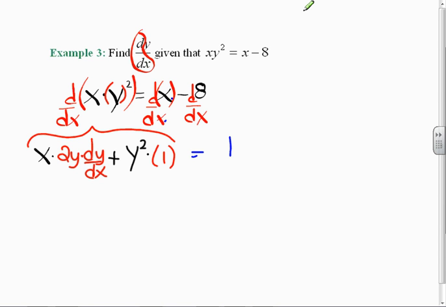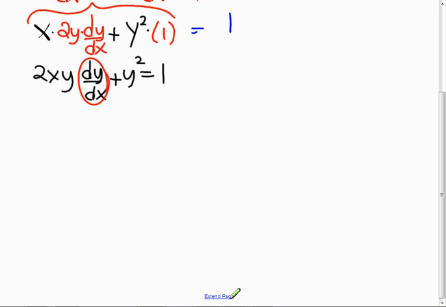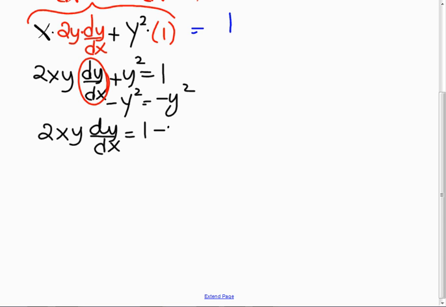If you could do the last one, you should be able to do this one. Okay, so what do I get? 2xy dy dx, or y prime if you prefer, plus y squared equals 1. And I want to solve for dy dx. So what do you have to do to both sides? Minus y squared. So I get 2xy dy dx equals 1 minus y squared. And then you would divide by 2xy.